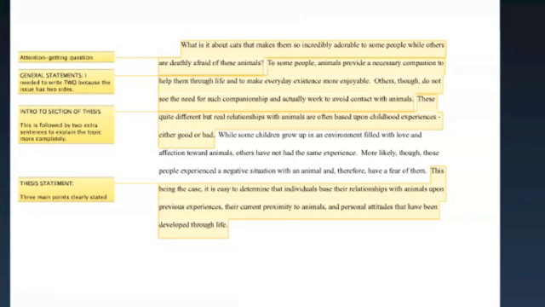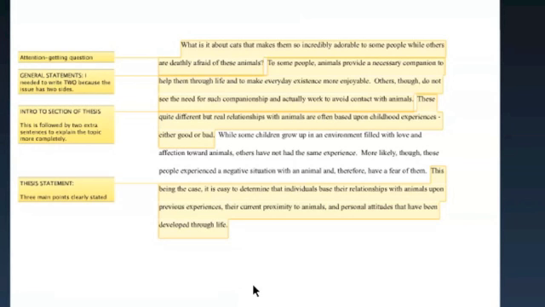What you're looking for is a more narrow and focused statement with three things that are going to be discussed in the paper. The thesis statement reads, "This being the case, it is easy to determine that individuals base their relationships with animals upon previous experiences, their current proximity to animals, and personal attitudes that have been developed through life." So if you look at the part that is highlighted, you'll see the three main points.